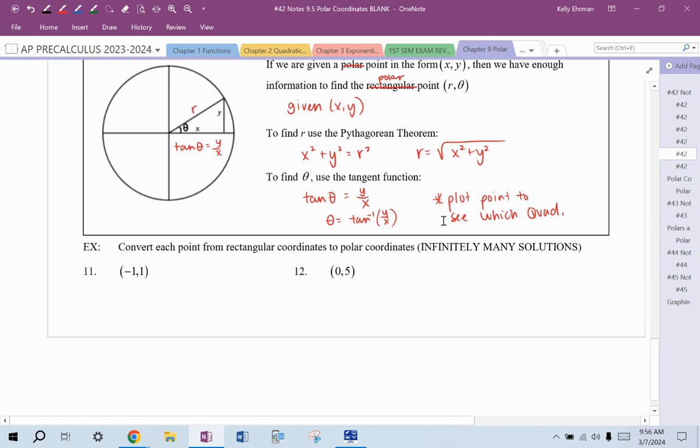So convert each point from rectangular, which is x, y, to polar, which is r, theta. I have x, y. The first thing to do is to plot the point. Negative 1, 1 is in quadrant 2. So I'm going to find r first. r is equal to the square root of negative 1 squared plus 1 squared. That's the square root of 2. And then what about theta? Tangent theta is equal to 1 over negative 1, so tangent theta equals negative 1.